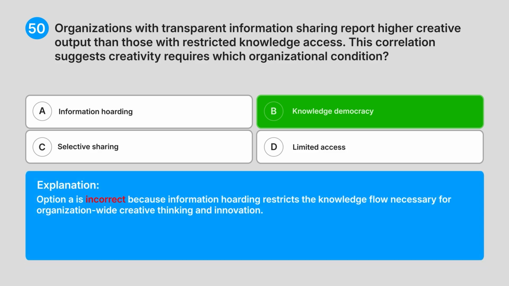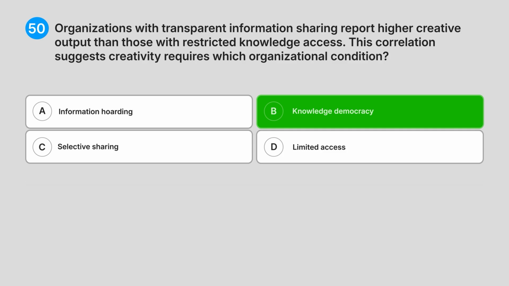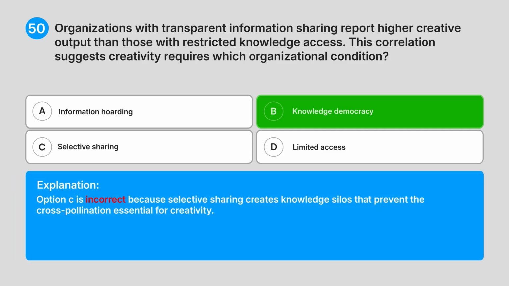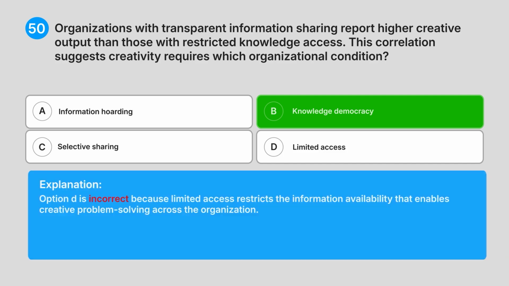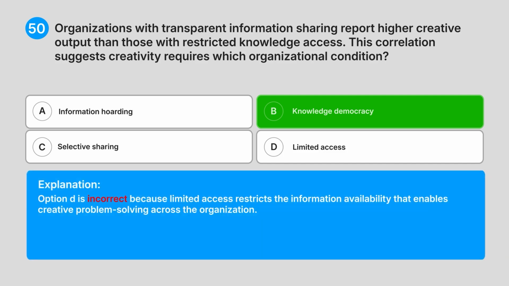Option A is incorrect because information hoarding restricts the knowledge flow necessary for organization-wide creative thinking and innovation. Option C is incorrect because selective sharing creates knowledge silos that prevent the cross-pollination essential for creativity. Option D is incorrect because limited access restricts the information availability that enables creative problem-solving across the organization.